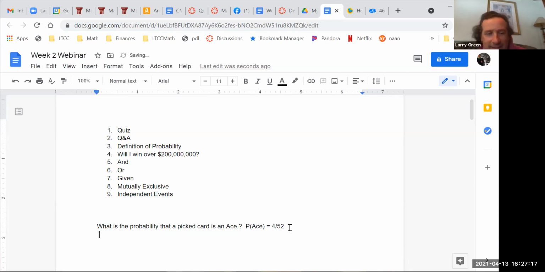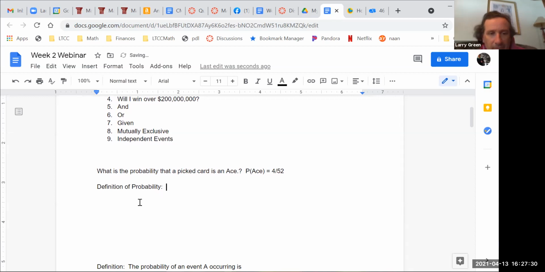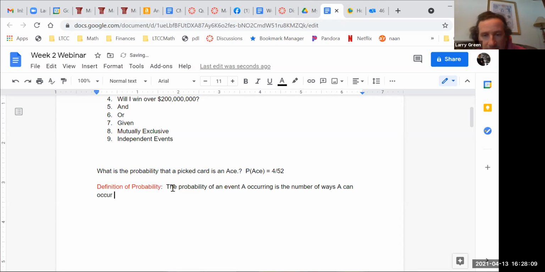The good news is I'm ready to state the definition of probability. Let's put this in red because it's a really important one. The definition of probability is: the probability of an event, let's call it A, occurring, is the number of ways A can occur divided by the total number of things that can occur.